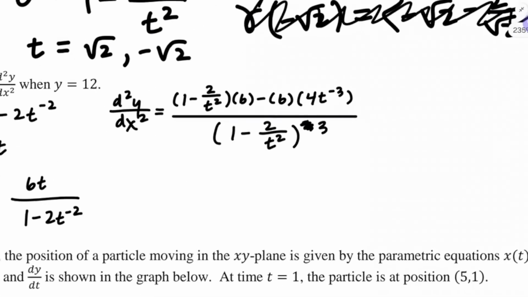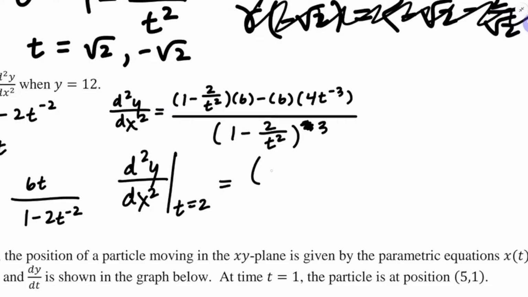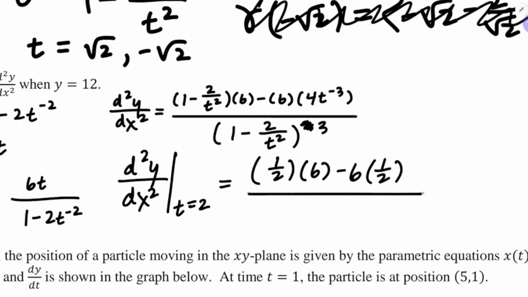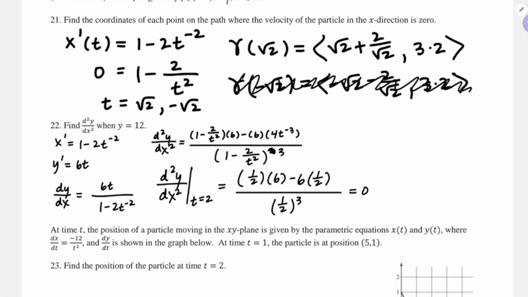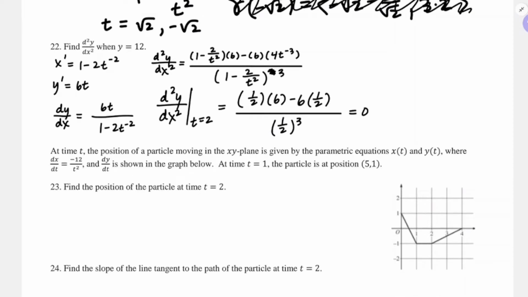You don't need to show anything for that. I'm just going to say I'm plugging in t equals 2. So 1 minus 2/4 is a half, of 6 minus 6 times 4/8. That's another half. That's going to be 0, provided that this thing is not 0. And 1 minus 2/4 is a half, cubed, so that's non-zero. That's the value of the second derivative. Massive letdown, but we did the work.